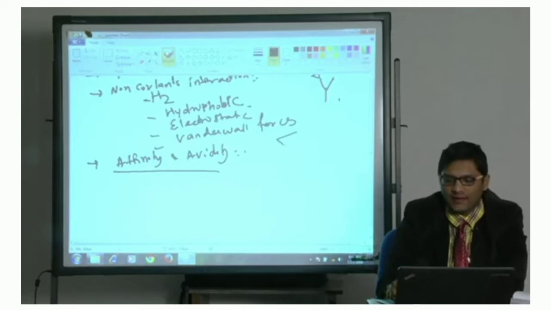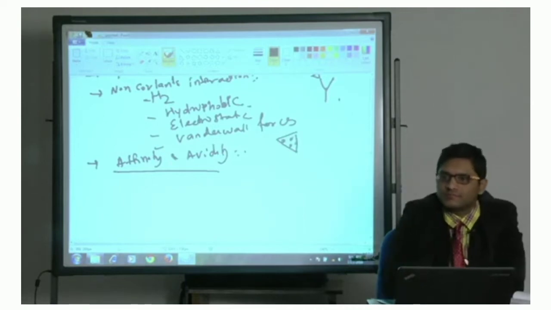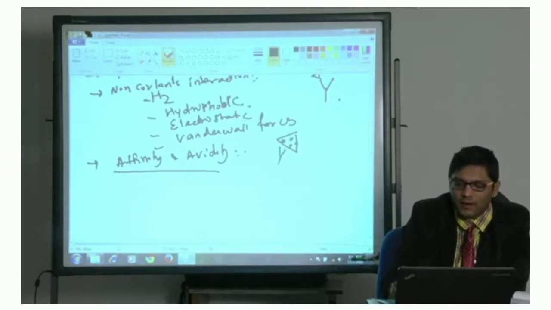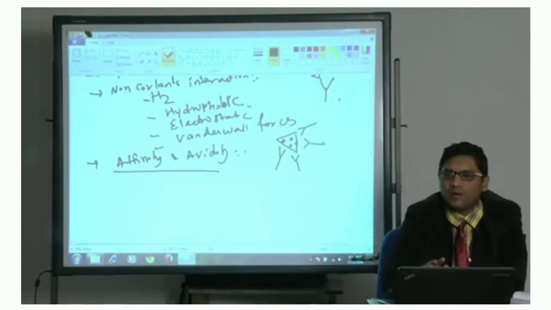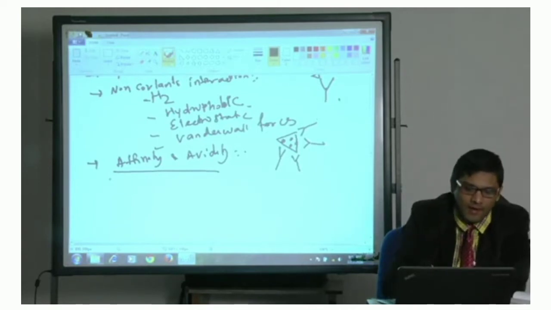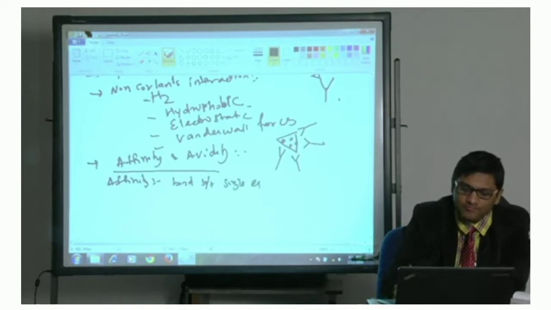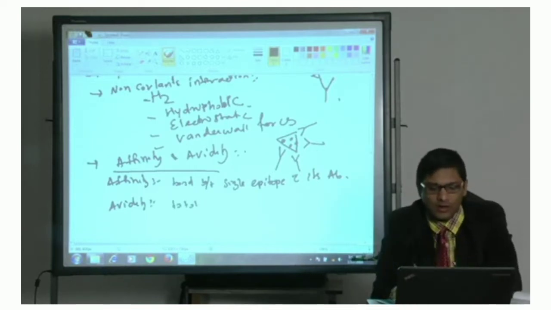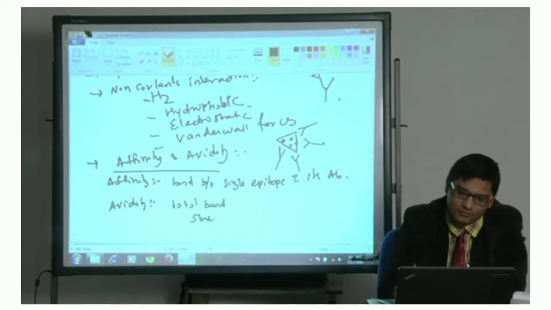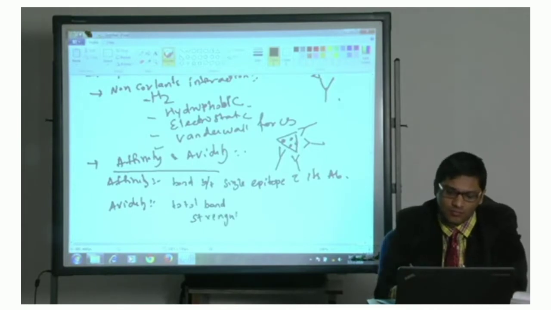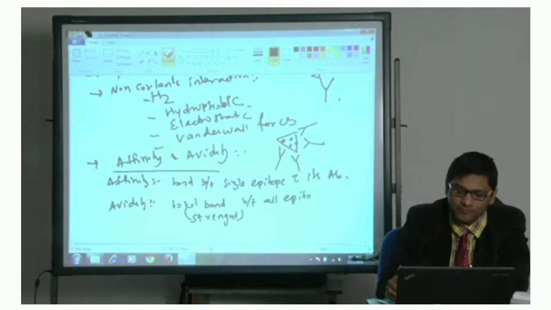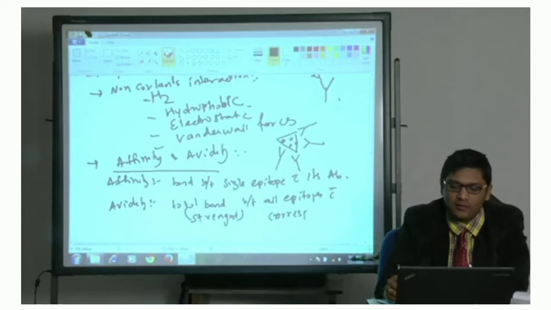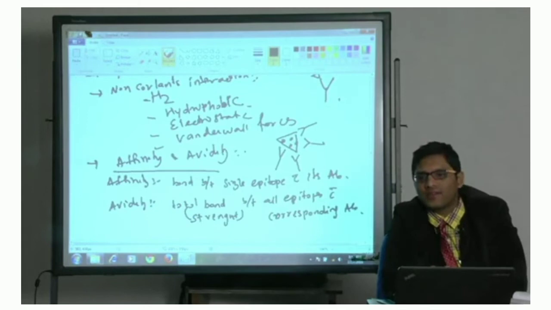One more aspect they ask is, what is the difference between affinity and avidity? See, for example, if an antigen has multiple epitopes and it binds with multiple antibodies, affinity is defined as the bond between a single epitope and its antibody, whereas avidity is the total bond, the total strength between all the epitopes with all the corresponding antibodies.